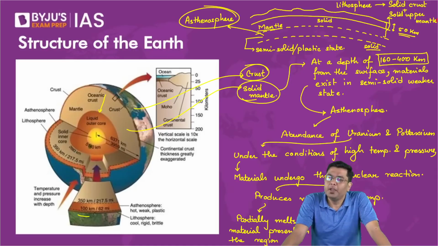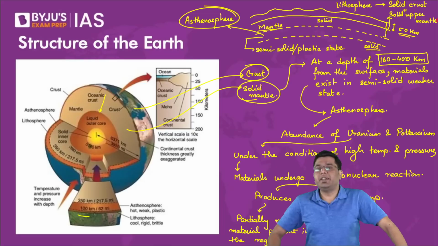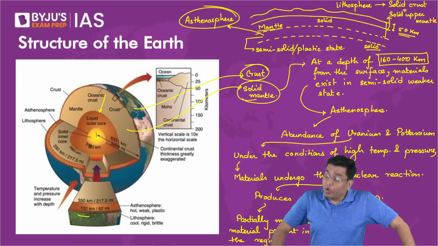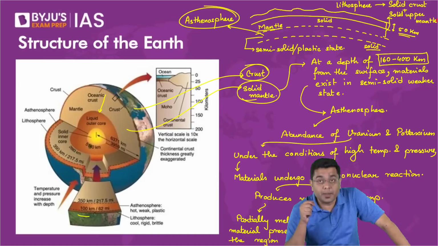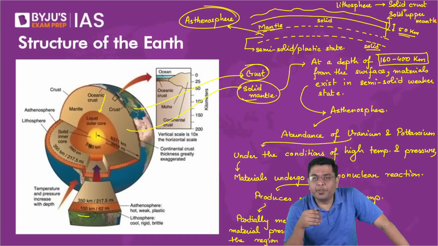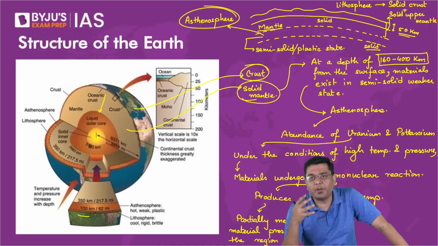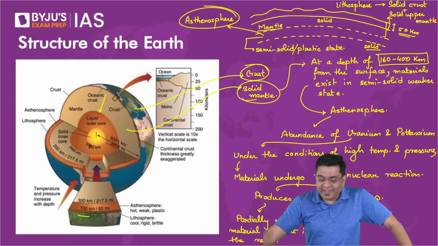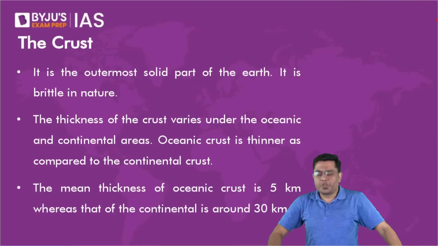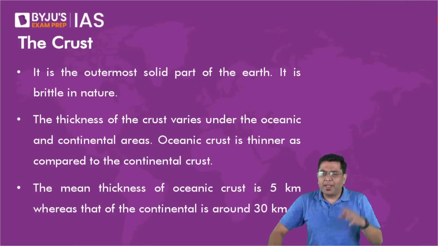Underneath that lithosphere, you have the weaker semi-solid plasticky layer, that is the asthenosphere. Why is it semi-solid? Because there you have a sudden abundance of radioactive materials such as uranium and potassium. So these materials under high temperature and high pressure undergo a thermonuclear reaction, and that produces so much heat that you have the partial melting of materials in that region, creating that region of asthenosphere. Okay. Now, this is basically about the overall structure. Now, let us take a look at these individual layers one by one.